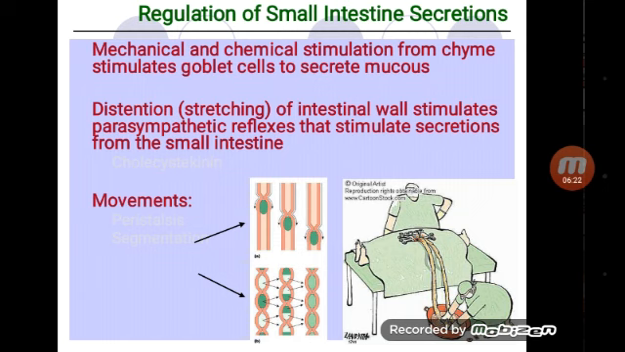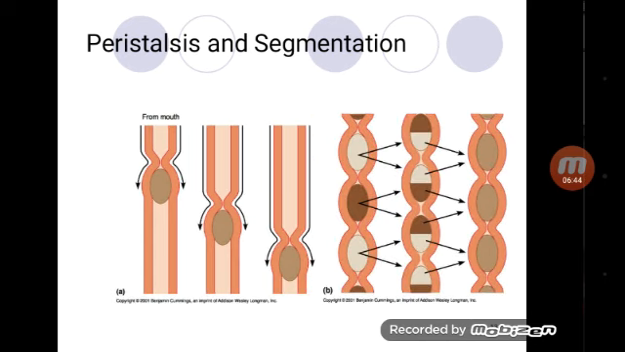So now coming to the types of intestinal movements. In this picture we are seeing two movements. First one is peristalsis and segmentation. So we are going to learn in detail about movements of the small intestine. Intestinal movements carry out 3 primary functions. First, it mixes the chyme with digestive secretions. Next, it brings the chyme in contact with the absorptive surface of the microvilli to increase absorption.